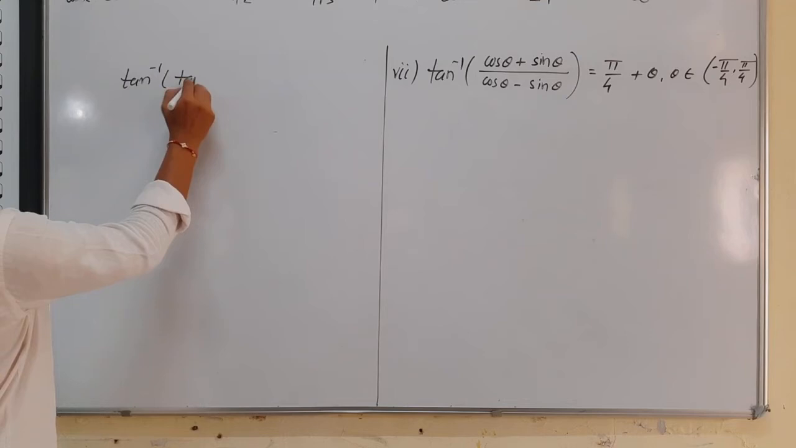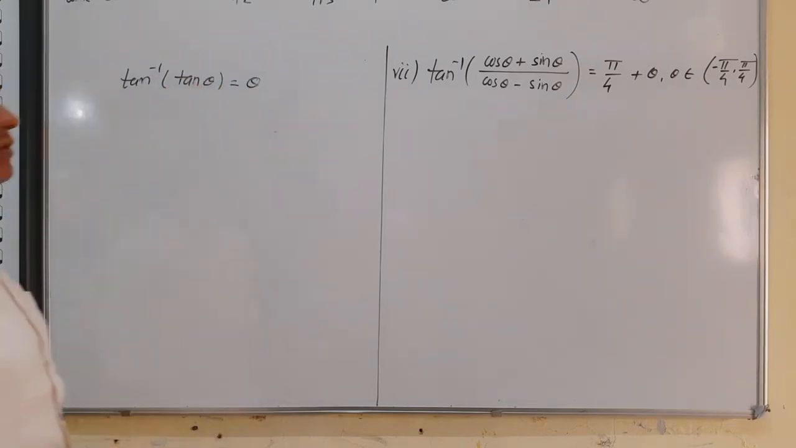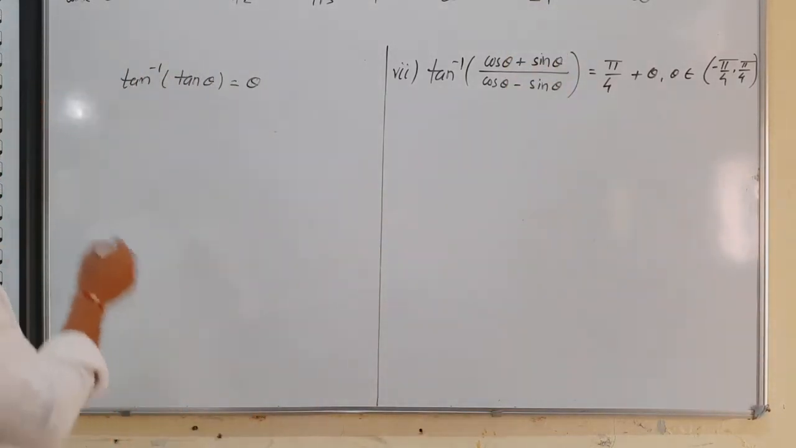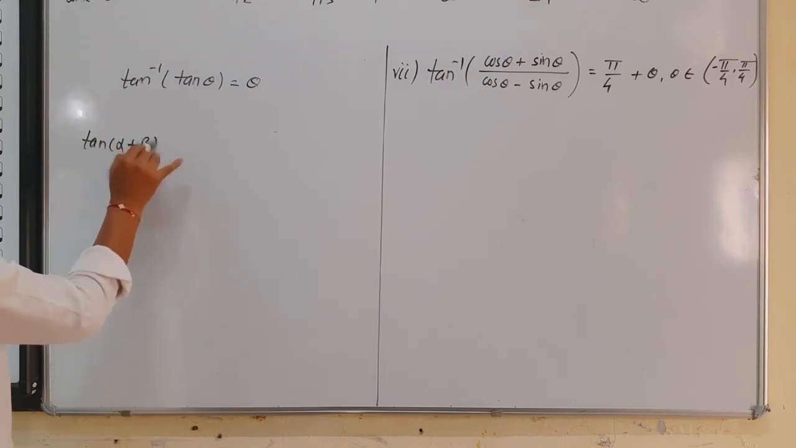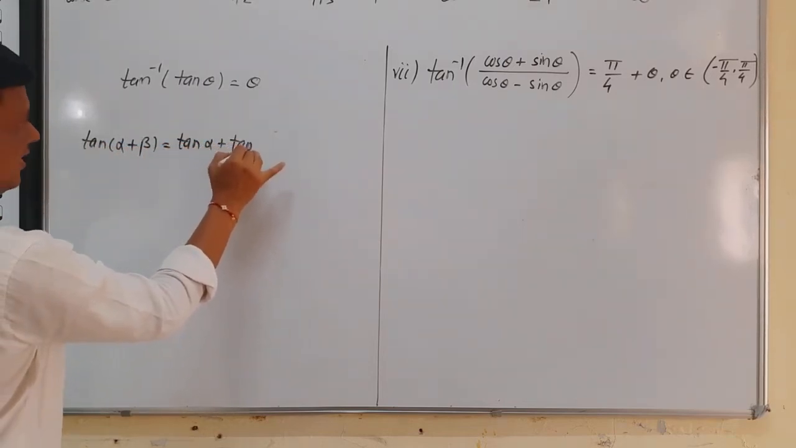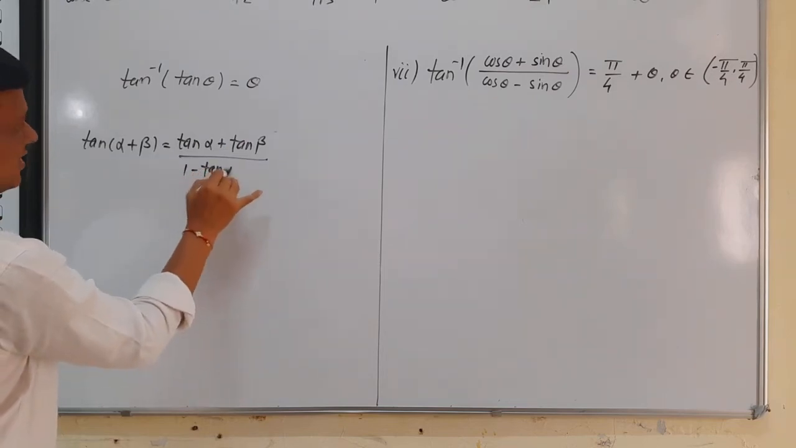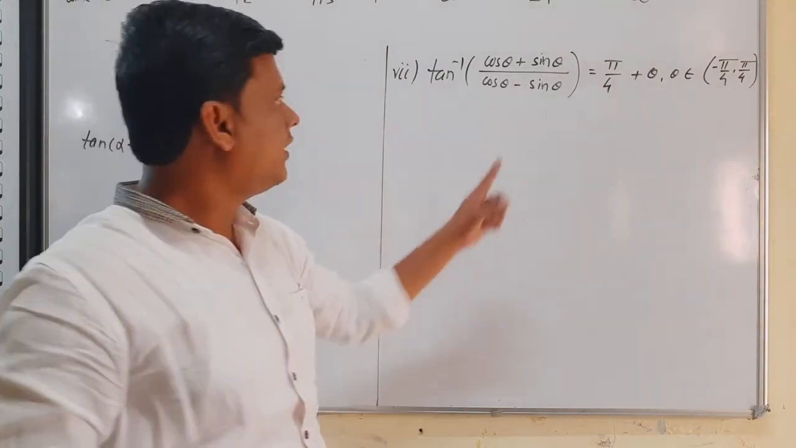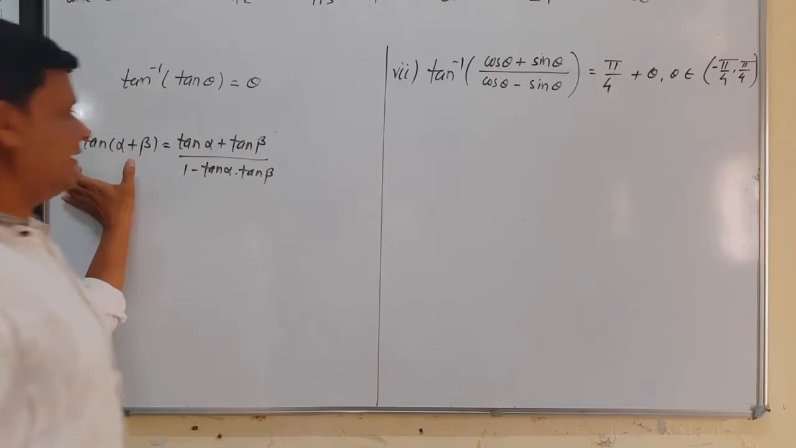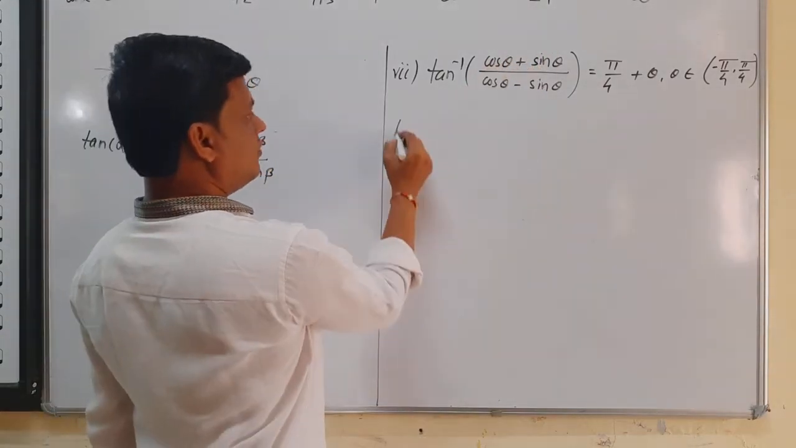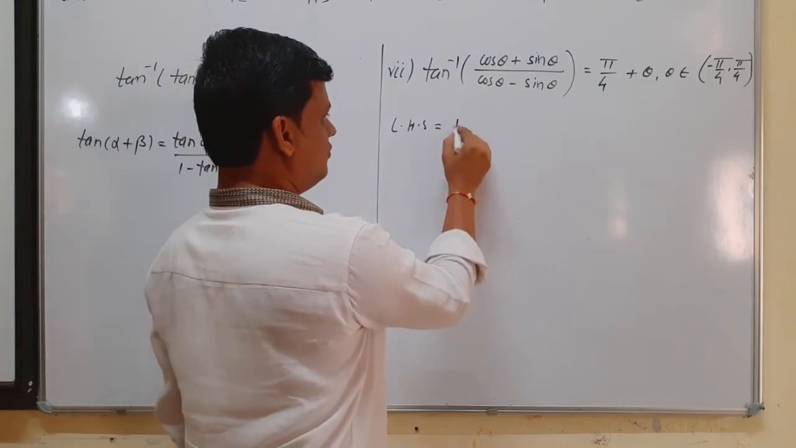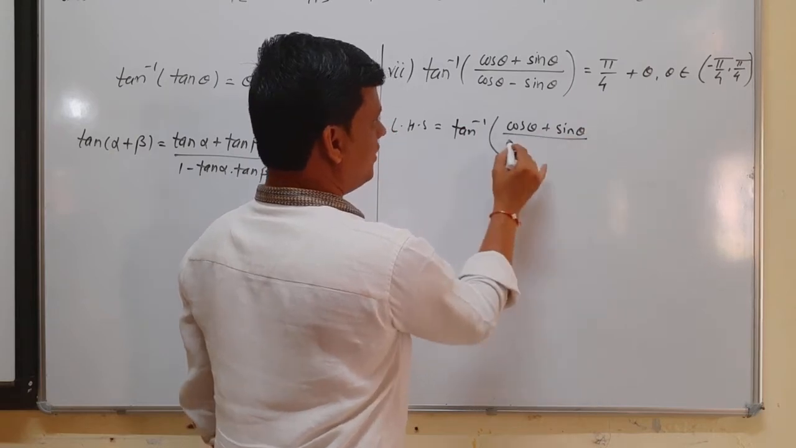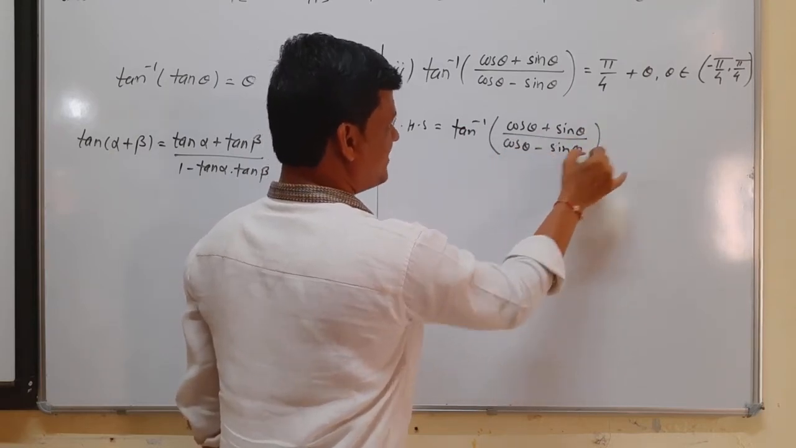Tan inverse of tan theta is equal to theta. So for reducing this bracket to tan, we know the formula: tan of alpha plus beta is equal to tan alpha plus tan beta upon 1 minus tan alpha into tan beta. So we try to reduce this bracket in terms of tan. So we divide each term. First we consider LHS equals tan inverse of (cos theta plus sin theta) upon (cos theta minus sin theta).